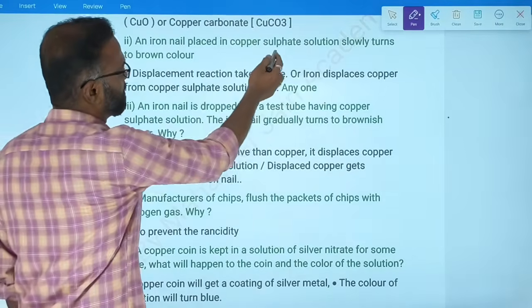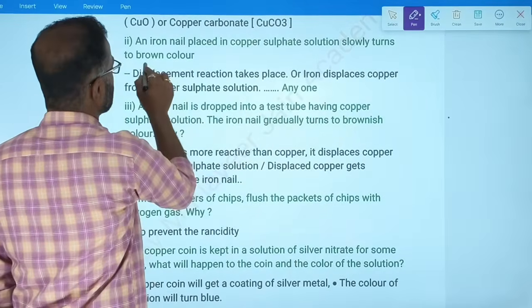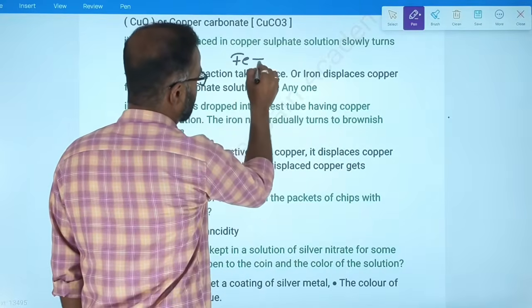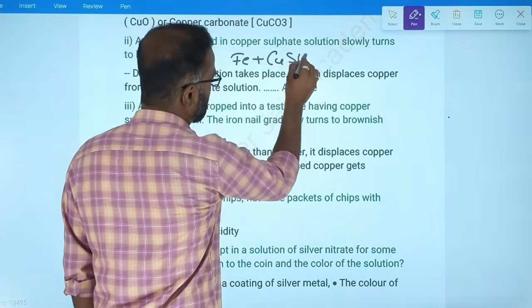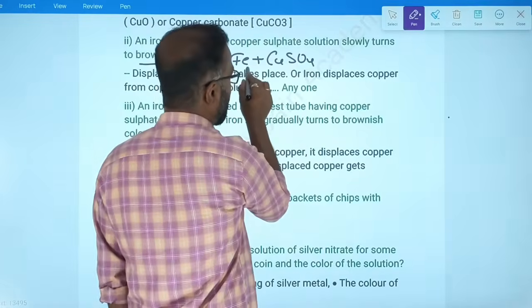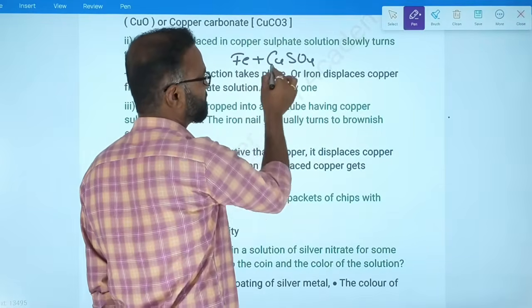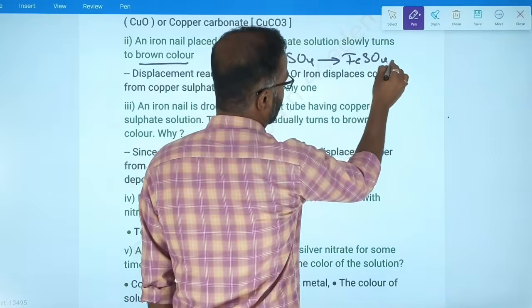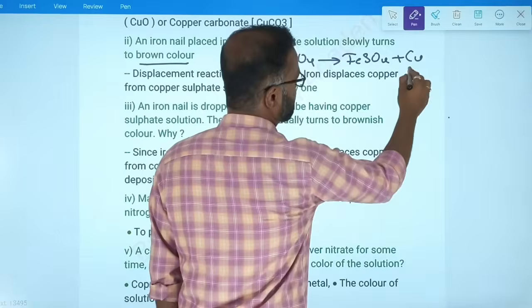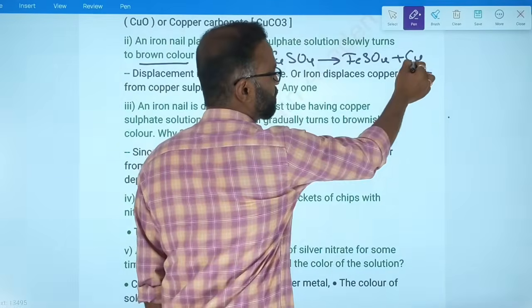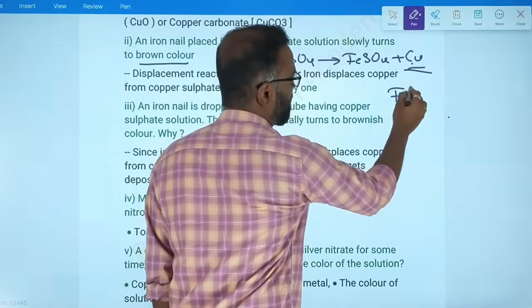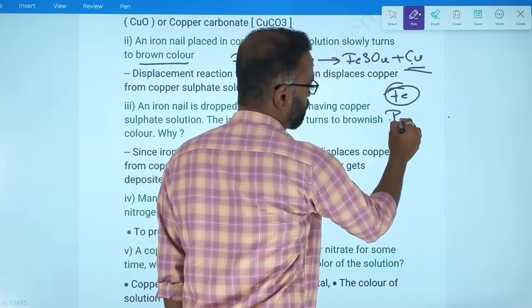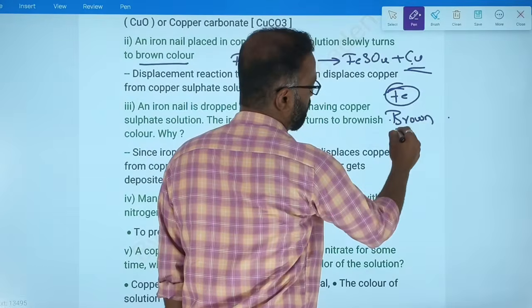Now see here. An iron nail placed in copper sulfate solution slowly turns brown in color. That means when iron reacts with the blue color solution, that is copper sulfate, iron being more reactive than copper, iron will displace the copper from copper sulfate to form ferrous sulfate, and copper is displaced. This displaced copper will come and deposit on the iron. So the iron color will change into brownish or brown.